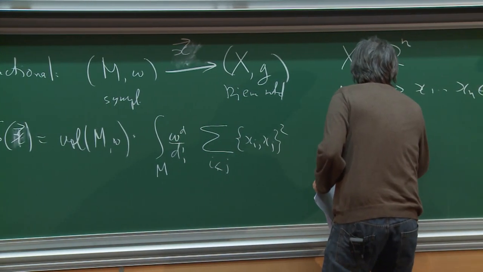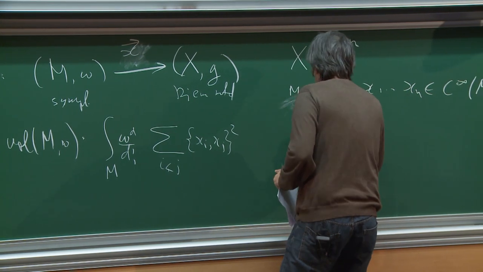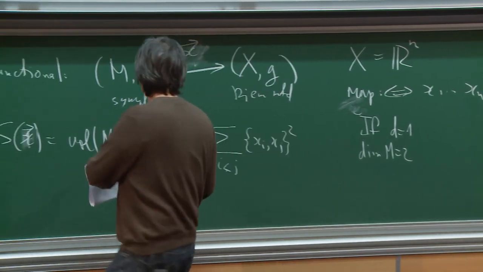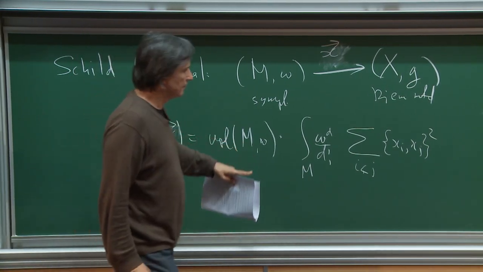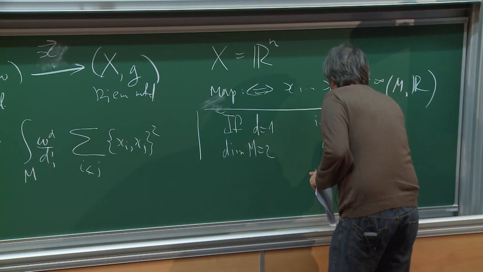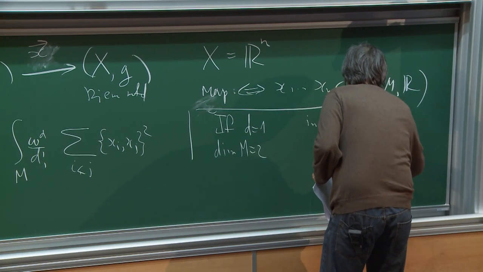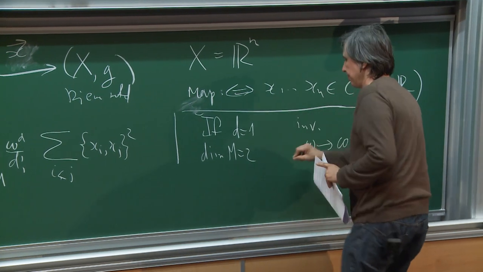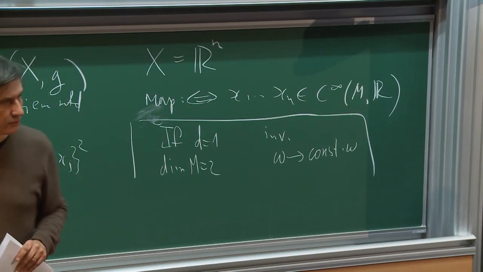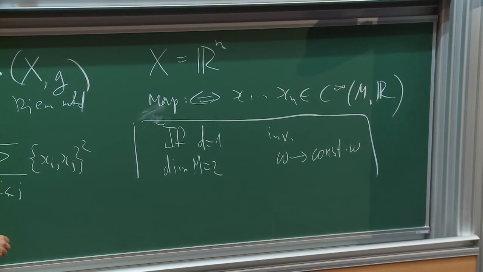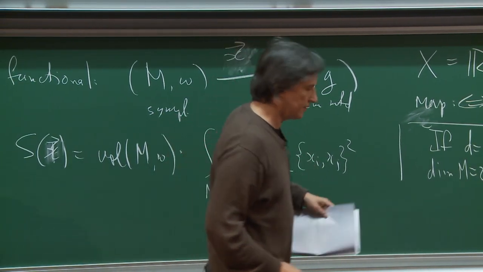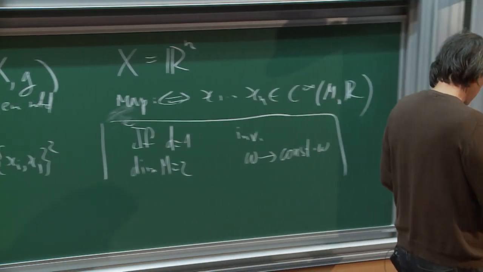If d is equal to 1, the dimension of M is 2. This thing is invariant under the rescaling of omega, that is, under omega goes to a constant times omega. That's convenient. V squared appears here to the first power, and another first power, but here it appears twice with a negative degree. So it's invariant under the rescaling.